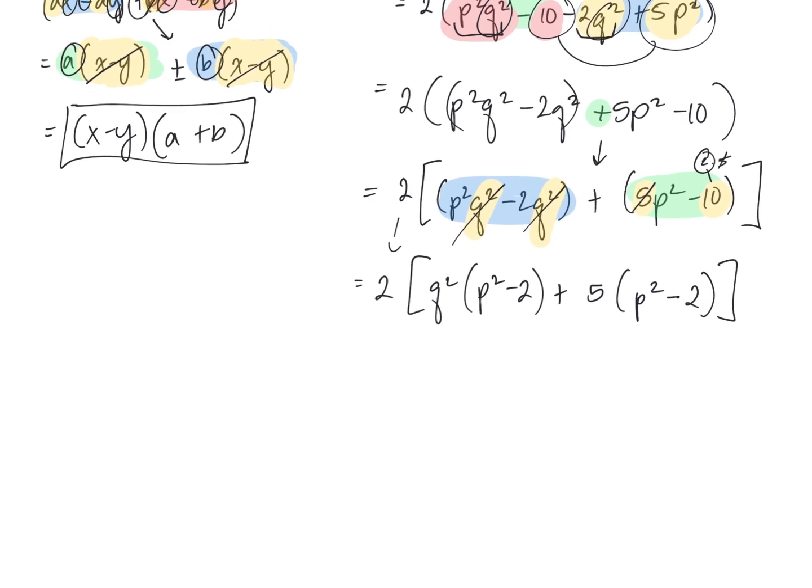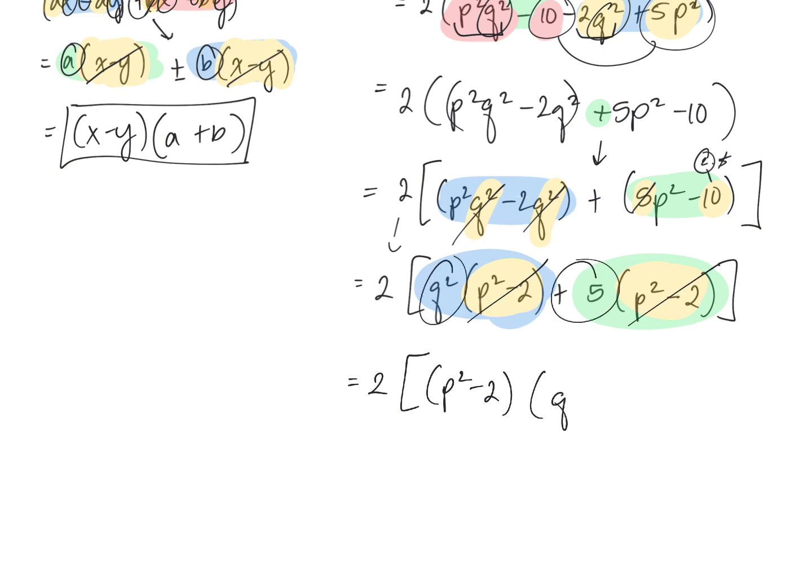All right, we're almost done. Now we have created a binomial. We have 2 terms. We have the first term and the second term. Do they share anything in common? They do. They both have a p squared minus 2. So let's go ahead and factor out that p squared minus 2, bringing down that first 2. So factoring out the p squared minus 2, what's left? The q squared plus 5. And that is it. We're done.